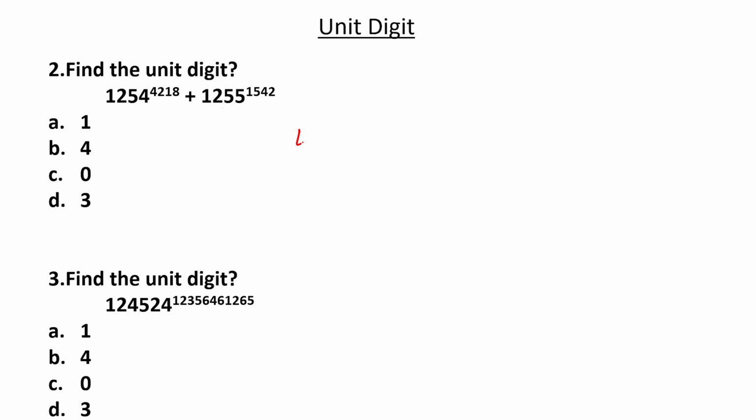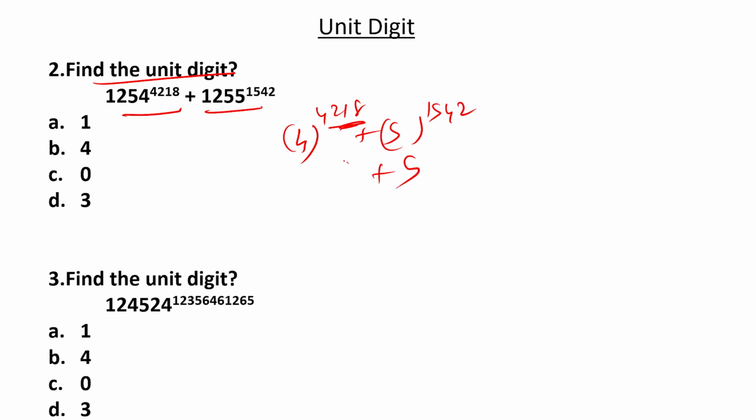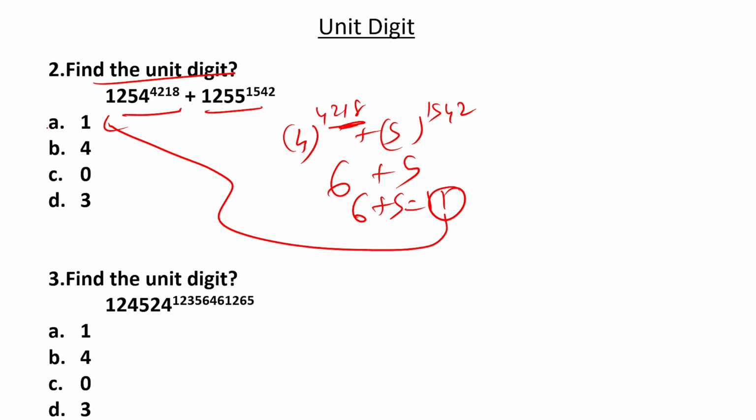So here, 4 power even number and 5 power odd number, right? 4 power 4218 plus 5 power 1542. 5 power whatever the natural number will be, the answer will always have 5 in the units place. And 4 power whatever the natural number, if it is an even number, then the value will be 6. If it is an odd number, the value will be 4. Here it is an even number. So 6 plus 5 is equal to 11, where 1 is the answer. We got it. Let's move on to the next question.